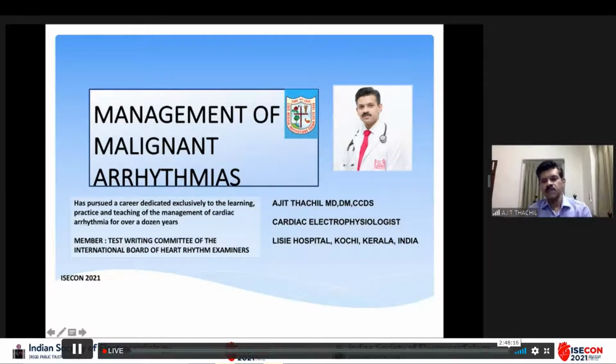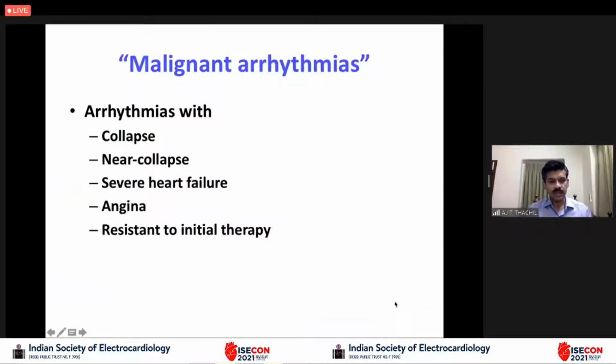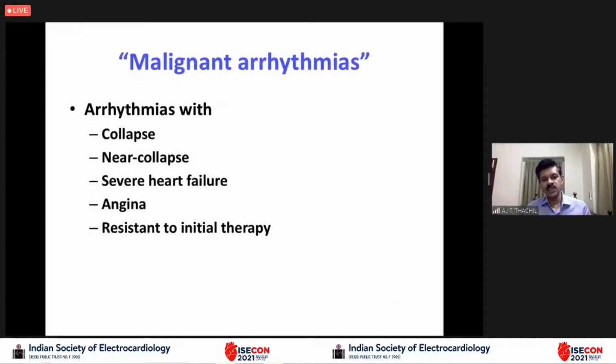That's about management of malignant arrhythmias. Now, by malignant arrhythmias, I mean arrhythmias where the patient is collapsing in front of you, or it's almost collapsed, or there is severe heart failure or angina. Or I would also say arrhythmias where the arrhythmia is not responding. I would classify that also as malignant.